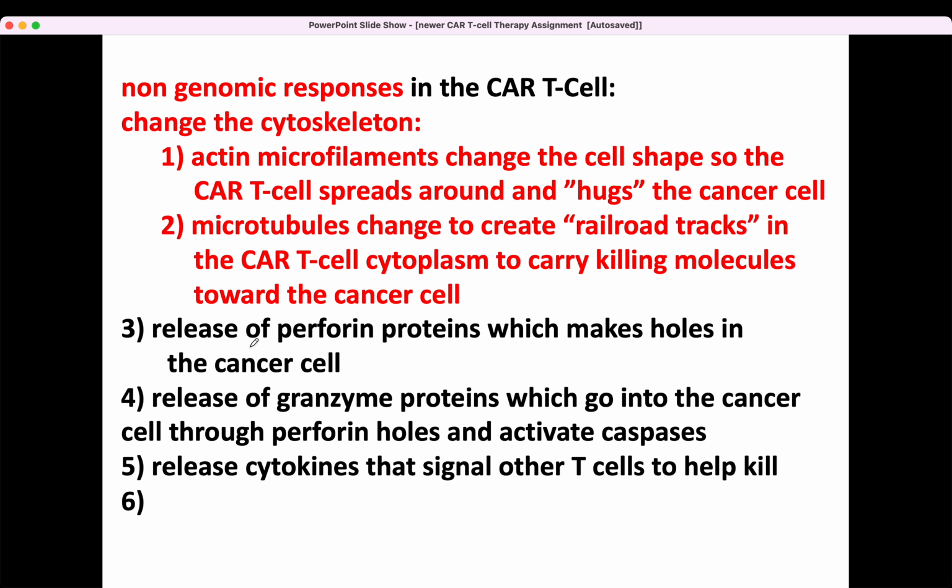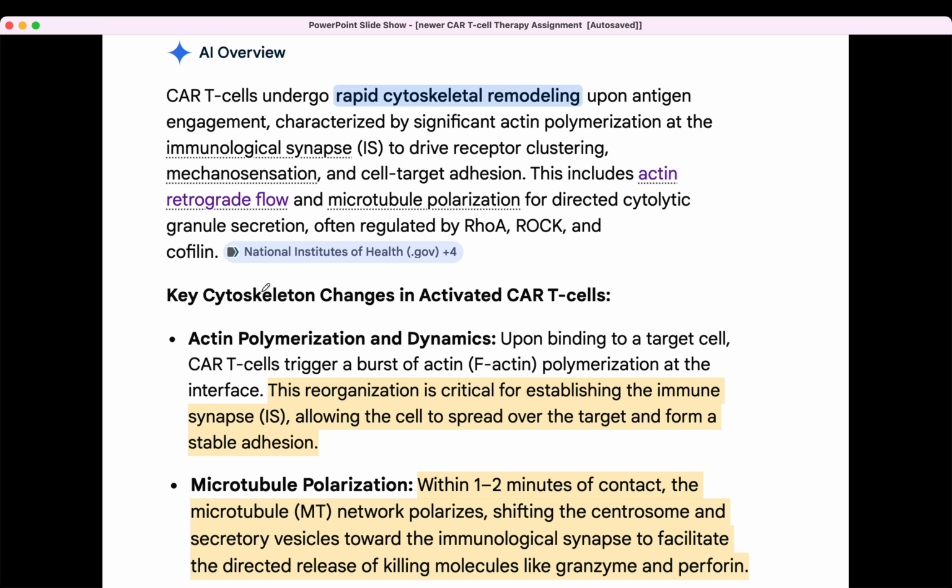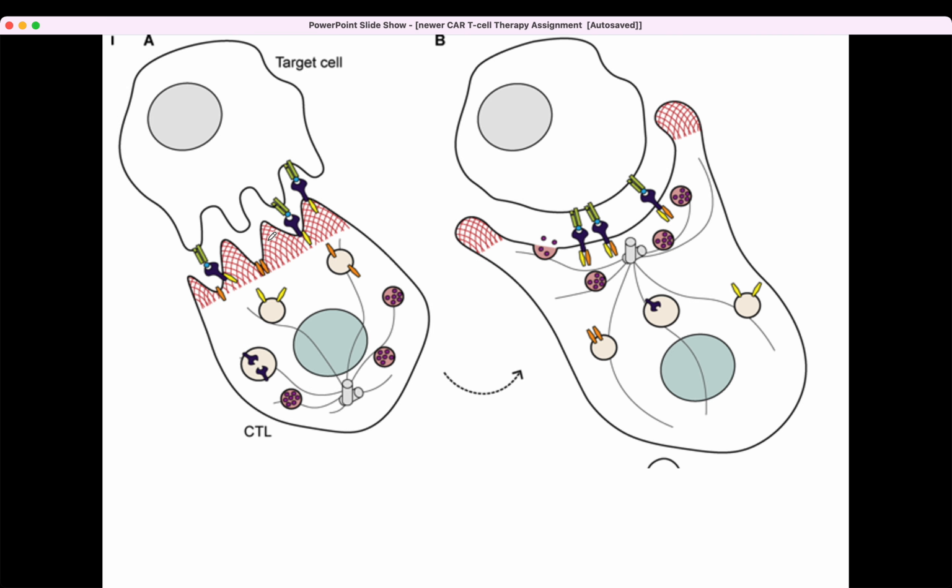Okay, so the first group, the changes in the cytoskeleton. They undergo rapid cytoskeleton remodeling. I'll show you what it looks like here. So here it is getting activated, and the cell changes its shape to hug this. This is the cancer cell, and it's going to hug it. And what is that going to mean? It's not shown here, but when this starts wrapping around the cancer cell, it's going to activate more of those receptors, because they're going to make more contact.